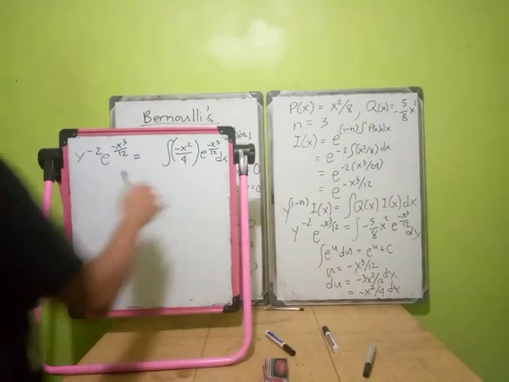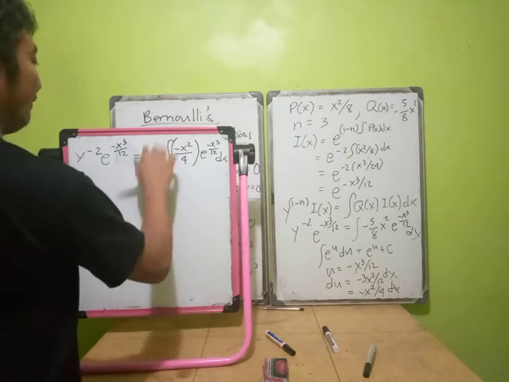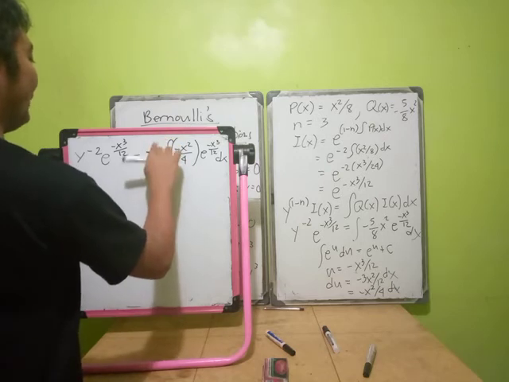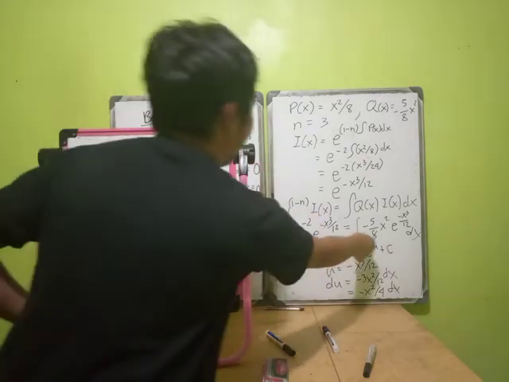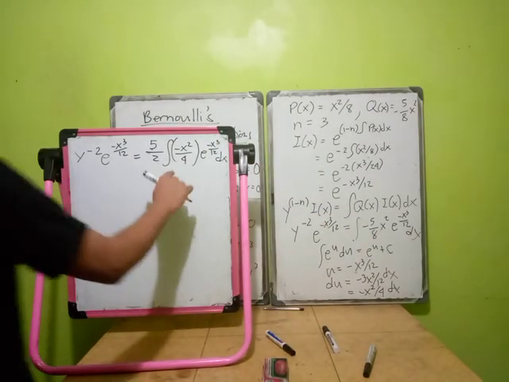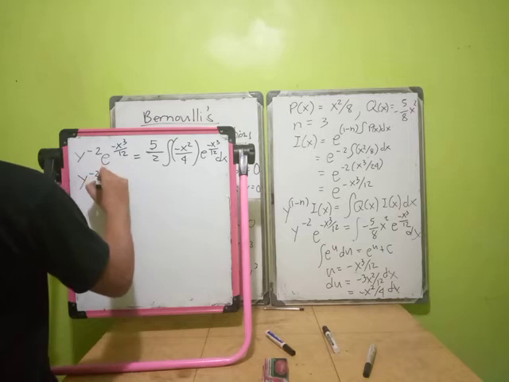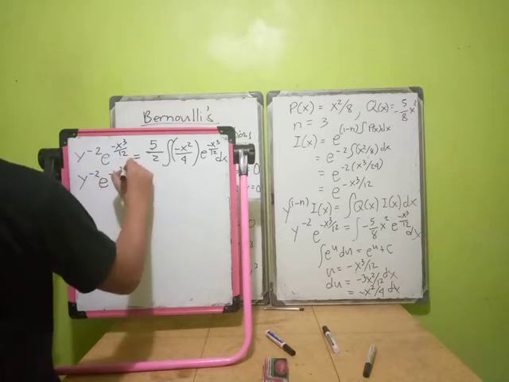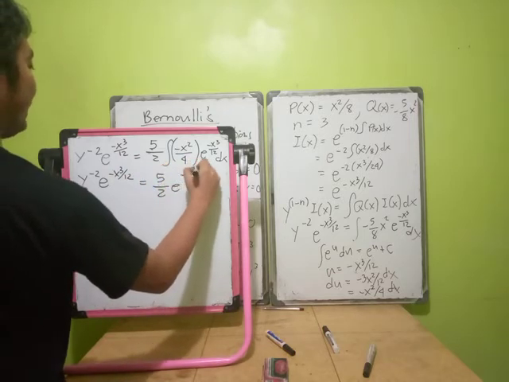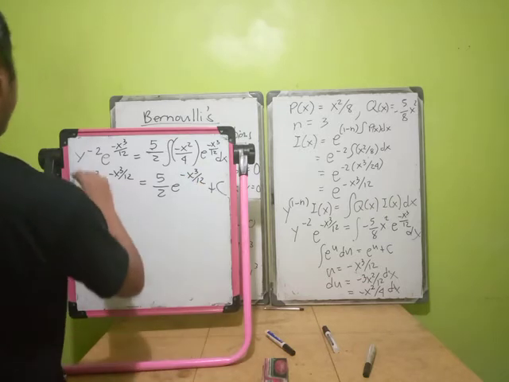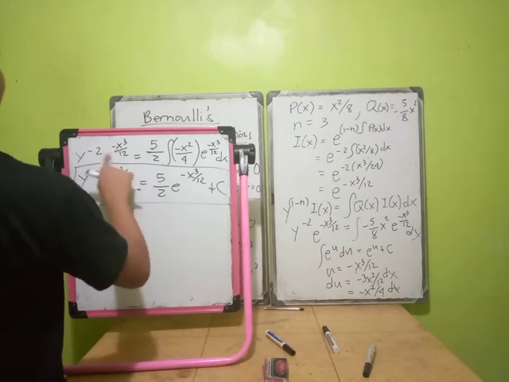Okay. And then, how do we get 5/8? So, I took out 5 over 2. Okay? Why 5 over 2? When you multiply 5 over 2, it becomes negative 5 over 8. Okay? That's why I took it out, so that we can simplify the whole expression inside. Okay? So, y to the negative 2 e to the power of negative x cubed over 12 is equal to 5 over 2 e to the negative x cubed over 12 plus c. So, this is already an acceptable solution to the differential equation.